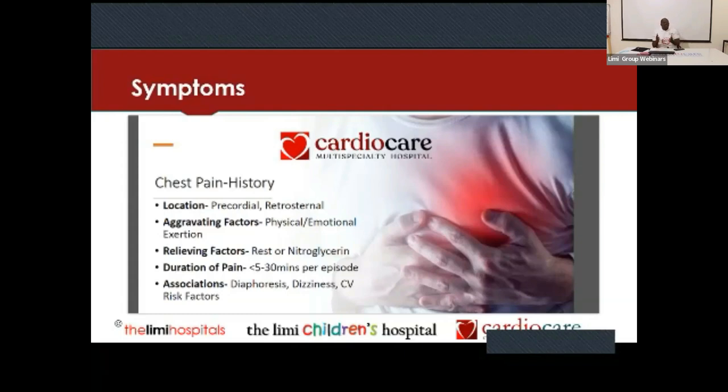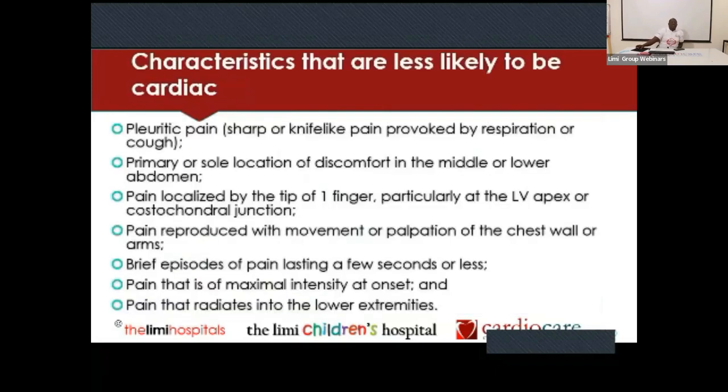And the duration, like I talked about earlier, keeps increasing as you go along that spectrum from unstable angina to non-ST segment elevation myocardial infarction and ST segment elevation myocardial infarction. And there could be associated diaphoresis, dizziness, in the presence of cardiovascular risk factors. The patient is hypertensive, there's diabetes mellitus, there's a problem with the lipids, there's a history of smoking, and you have these symptoms, then you should have a high index of suspicion that the patient is having a cardiac pain.